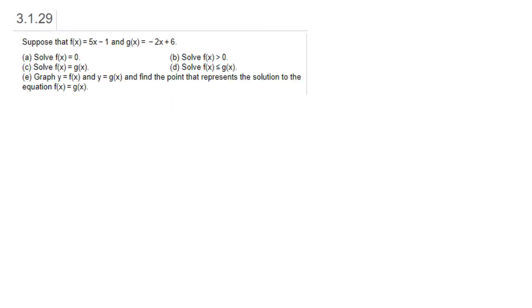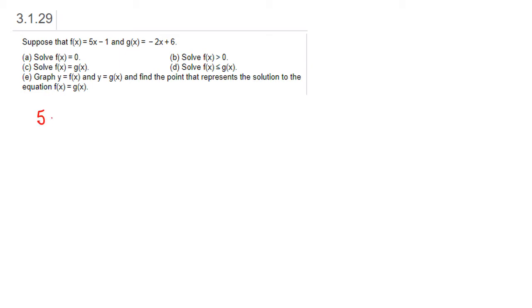All right, so now we have two linear functions. f of x is 5x minus 1, and g of x is negative 2x plus 6. We could do all the same stuff as the previous problem, find intercepts, slopes, etc. But we are asked to do something different. So for part A, we solve f of x equals 0.